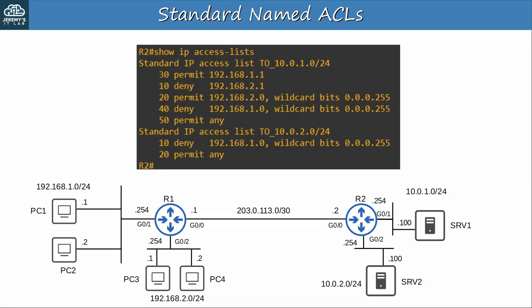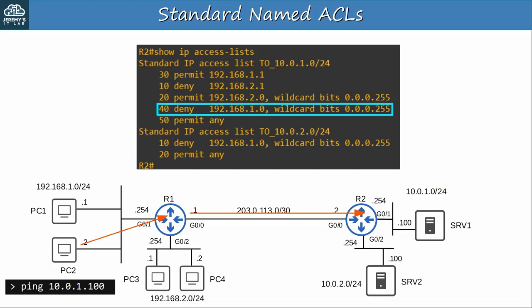Before finishing up, I'll just walk through one more example of an ACL being processed. PC2 wants to access server 1, so it pings to test connectivity. The ping reaches R2, which is directly connected to server 1's network. However, the 2_10.0.1.0/24 ACL is applied outbound to G01, so R2 will check the packet against that ACL before forwarding it. The source is 192.168.1.2, so it doesn't match the top entry. It doesn't match the next one either, or the next one. However, it matches entry 40, because the source is in the 192.168.1.0/24 network. So, it denies the packet. It does not forward it to server 1.